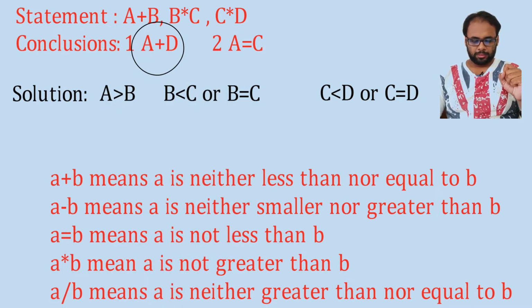Now we have to consider both the conclusions. Statements are already true; you have to consider them as true. Now we have to check whether the conclusions are true or not based on those statements. Let us consider the first conclusion. The first conclusion is A plus D. What does A plus D mean as per the symbolic notations? A plus D means that A is greater than D.